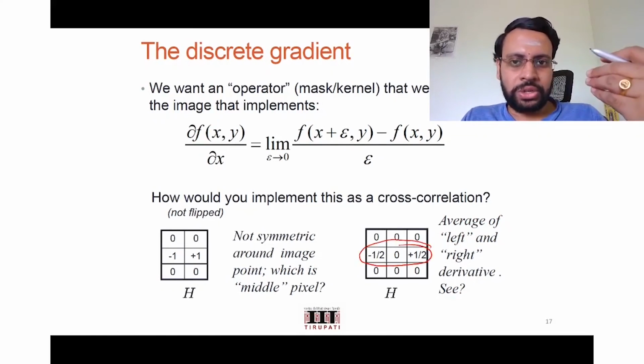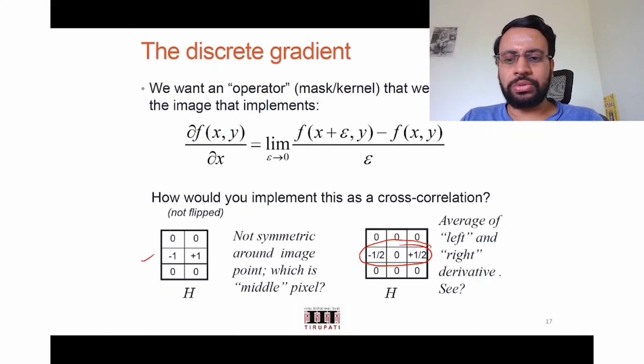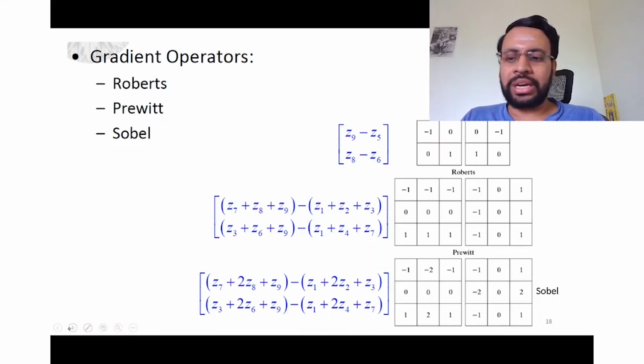So in case of a 2D image, of course now it will become a 3 by 3 mask. This is a non-symmetric mask that we have written earlier. Of course the 1 by 2 is taken outside of this. So that's as far as the gradient in the x direction is concerned. In similar lines, you could write a gradient in the y direction also.